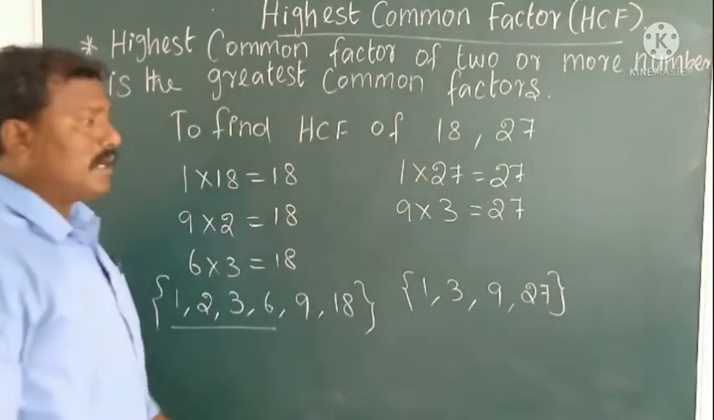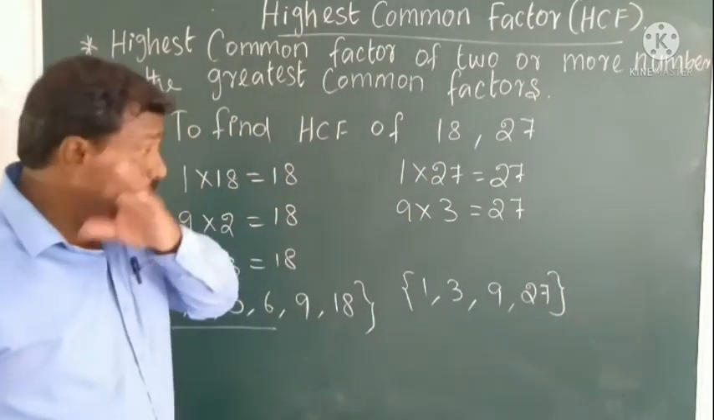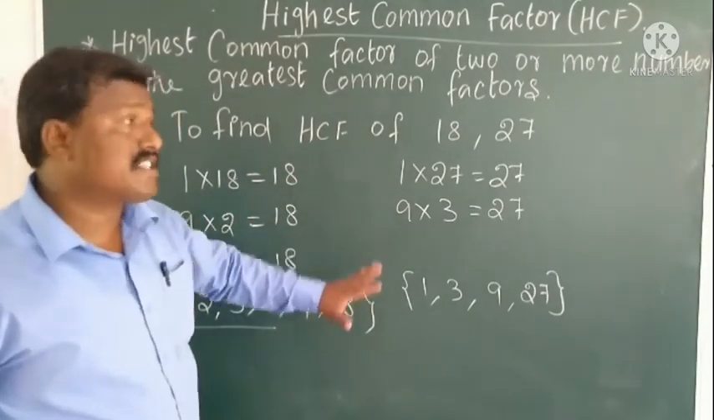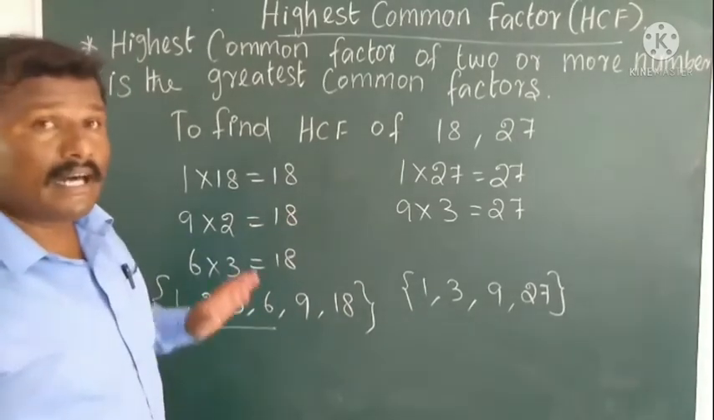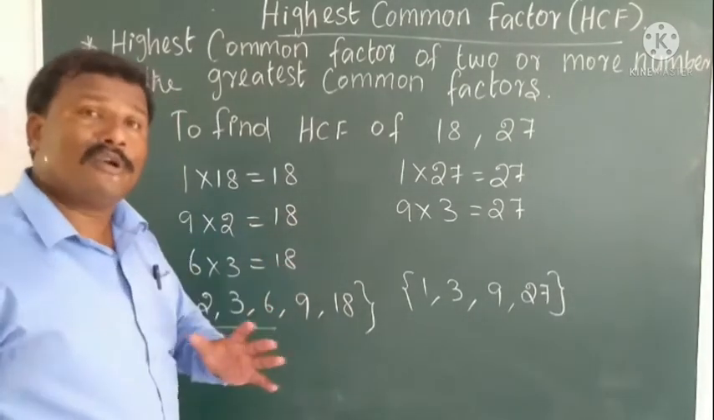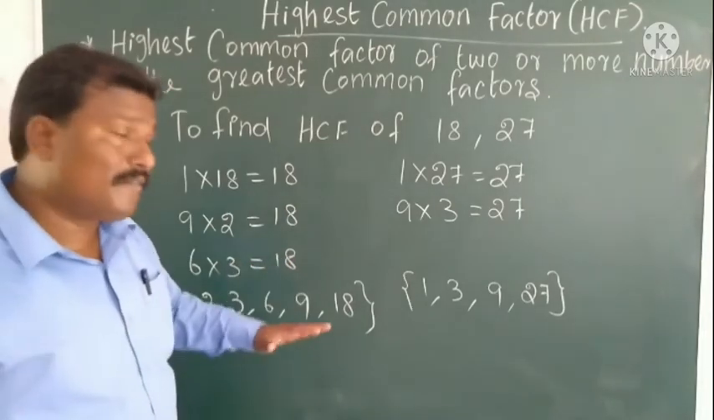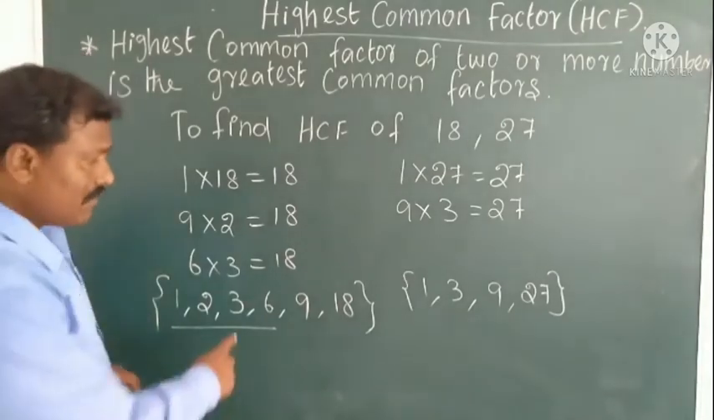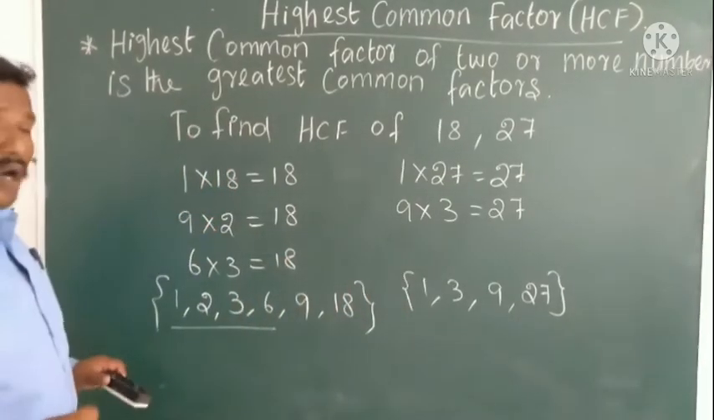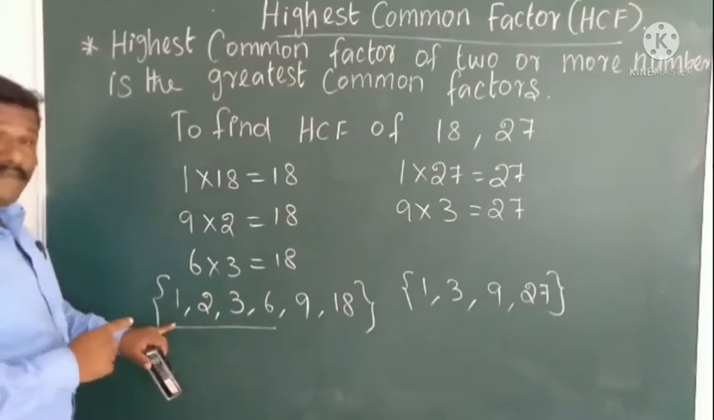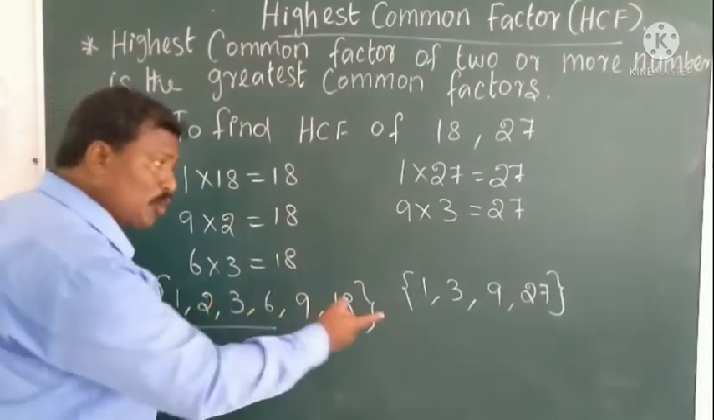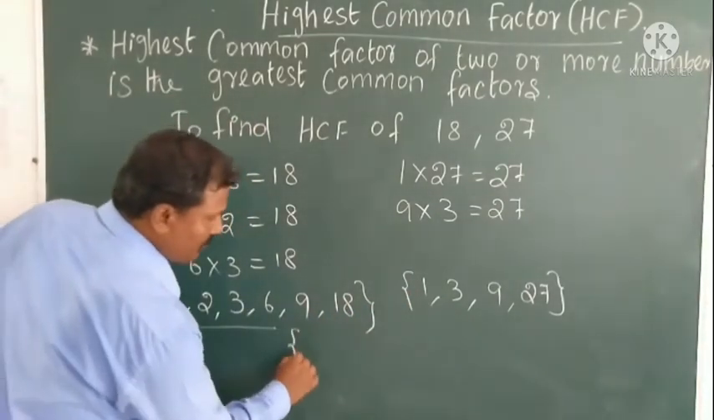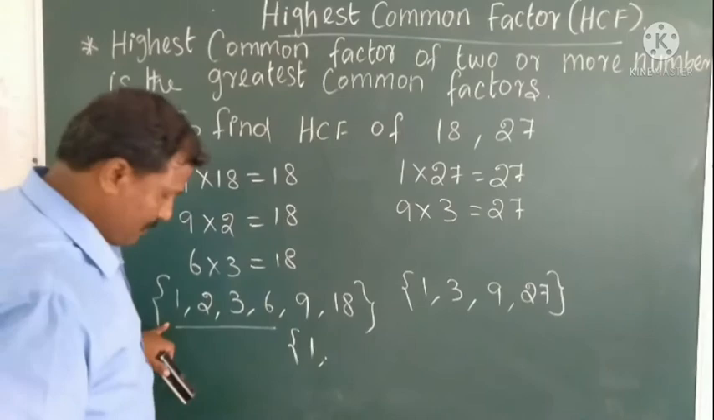As I told you, we have to follow 3 steps. First step, we have to find all the factors of the given numbers. So the first step is done. Second step, we have to pull out the common factors from the factors. So how to find a common factor? Which factor is present in both places? Here 1 is available, here also 1 is available. So 1 is a common factor.